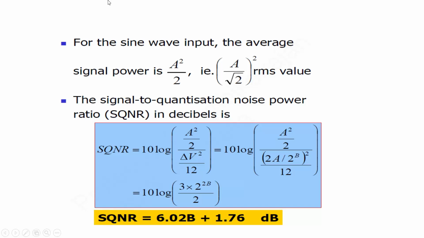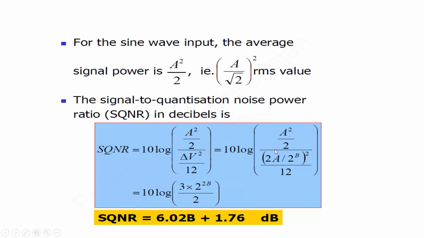This is a very important result that we will obtain from here. For the sine wave input, the average signal power is A square by 2 because the RMS value is the amplitude divided by root 2, and we have to square it to take the power. The quantization noise power we have already calculated, which is delta V square by 12. Now let's see the signal to quantization noise power ratio in decibels. SQNR is 10 log because it's the case of powers. 10 log the input power, which is the signal power A square by 2, over the noise power, which is delta V square by 12. We have already derived these.